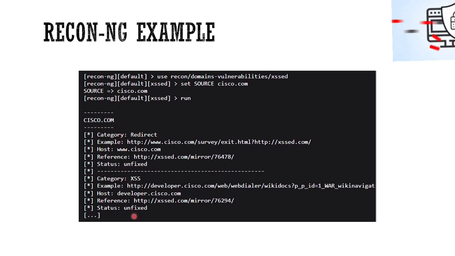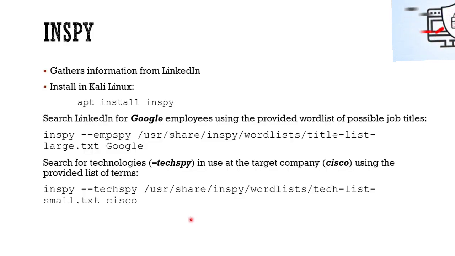Then there's InSpy. This searches LinkedIn. You can install it on Kali. It will search LinkedIn for employees for particular organizations. So like, here's an example here. We're going to use InSpy, and we want to get word lists and titles from Google. Or this one's for technology. So InSpy TechSpy. We'll use the word Cisco to target the networking company Cisco. And so we want to look for tech list. Some examples of InSpy. Here is an example of actually using it. We're crawling to look for employees, and we found their emails.